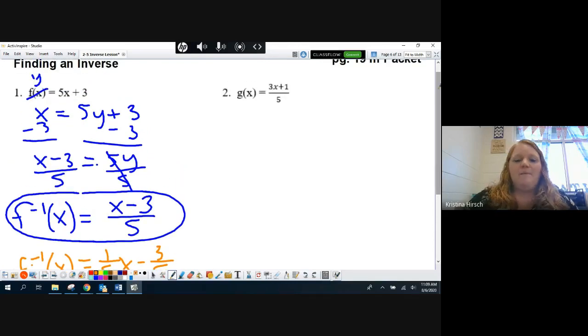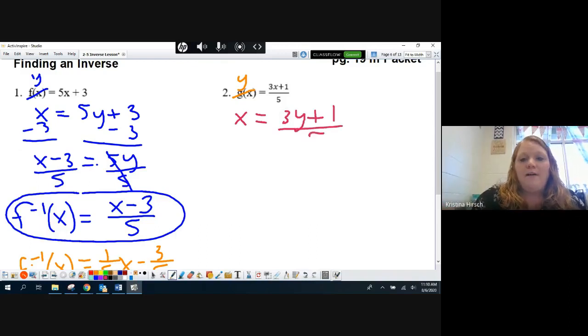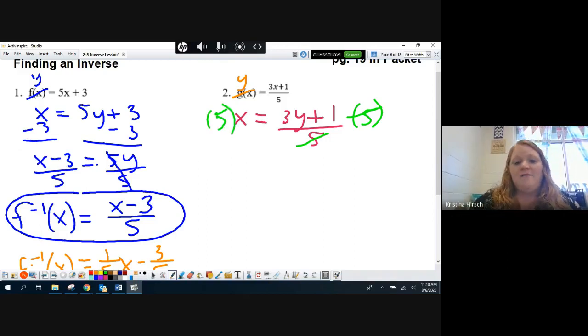All right, another example. This is the same thing as y, so I'm going to switch my x and my y. So x equals 3y plus 1 over 5. So now I need to solve for y. Well, the first thing I want to do if I have anything in a denominator is go ahead and get rid of it. All right, so how do I get rid of that 5 in the denominator? Well, I can multiply this right side by 5 and it cancels out. But if I do that, I need to multiply the left side by 5 as well.